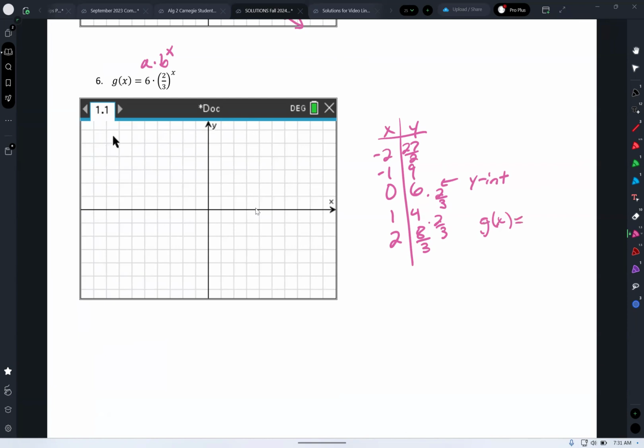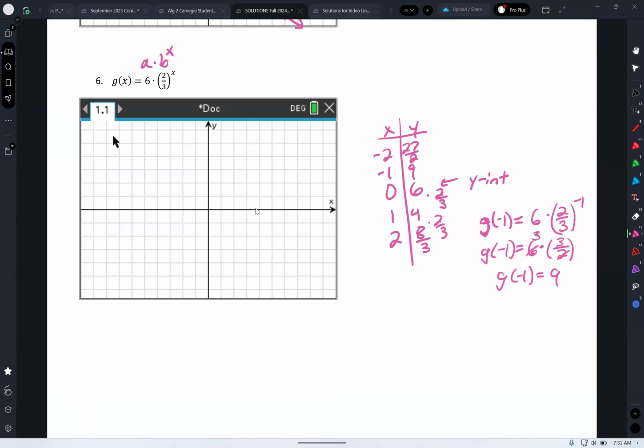G of -1 is equal to 6 times 2/3 to the -1. And so remember, we talked about this recently in class, that a positive exponent indicates repeated multiplication. So a negative exponent indicates repeated division. So when I was dividing by 3, now I multiply by 3. When I was multiplying by 2, I now divide by 2. And 6 divided by 2 is 3. 3 times 3 is 9. Just like I indicated earlier.